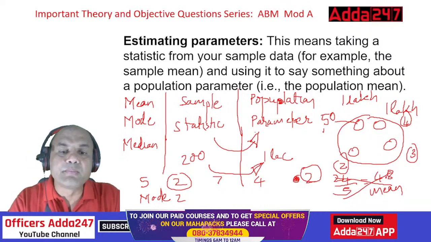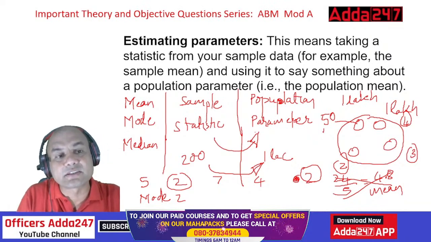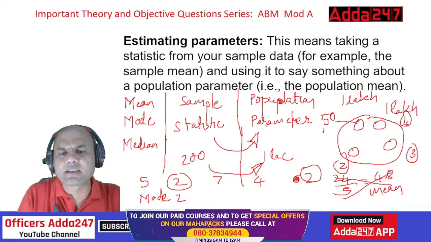Median. Median means what? Median is very simple. First, I arrange the numbers in serial order, either ascending or descending.